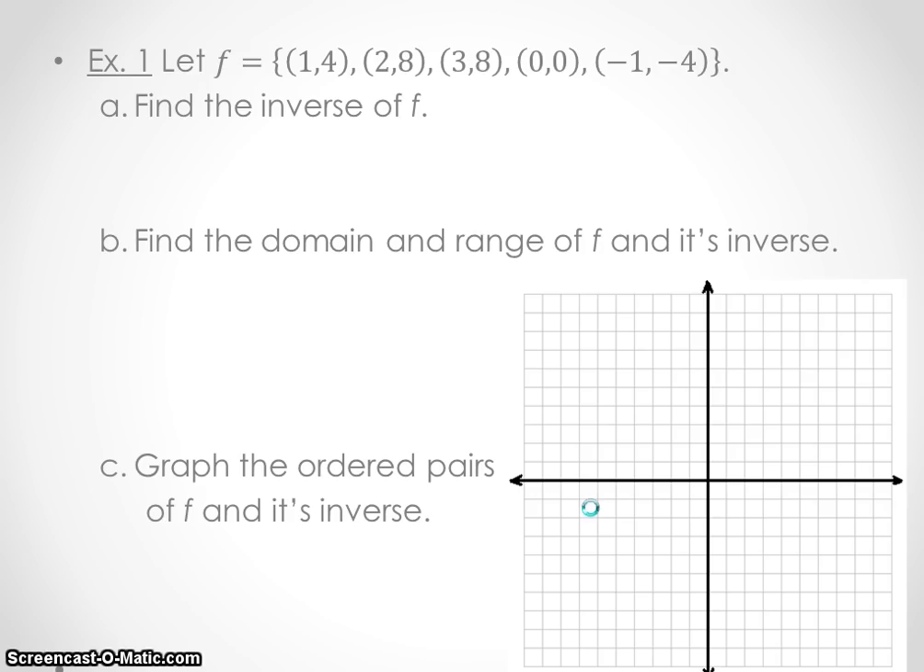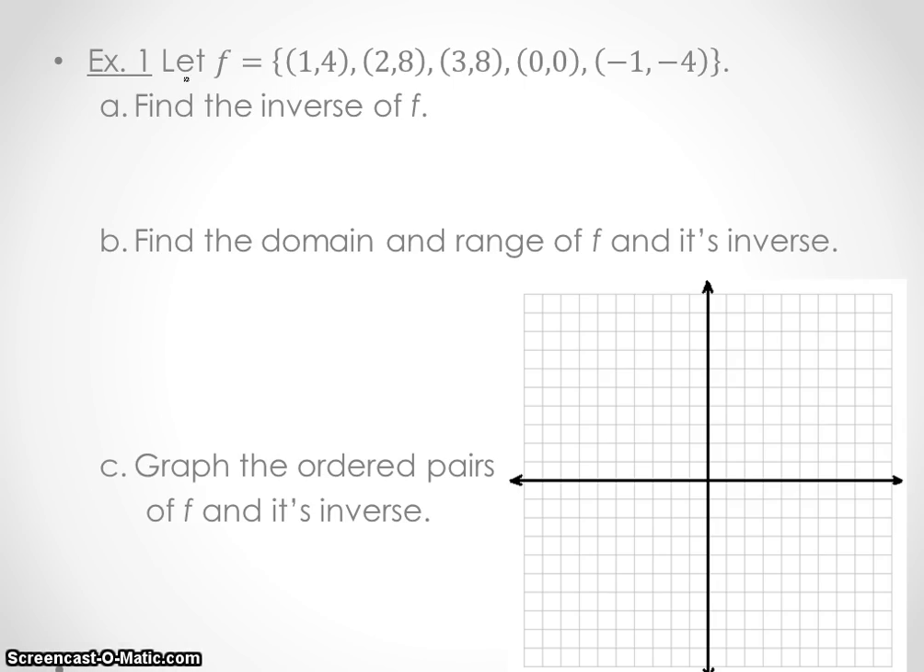Alrighty, so let's take a look at our first example here. It says let f equal our set of points here. Now remember, when I have a function like this, the only thing I'm allowed to do is literally what they have in here. I'm only allowed to be (1, 4), or (2, 8), or (3, 8), or (0, 0), or (-1, -4). I can't be (2, 5), because 5's not in here. I can't be (17, -3), because neither of those are in here. I'm only restricted to these right here.